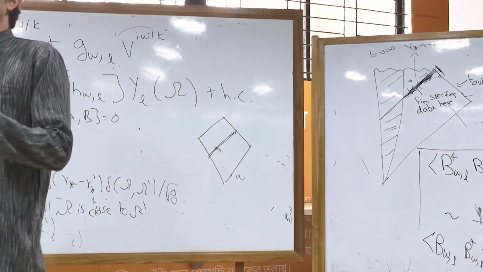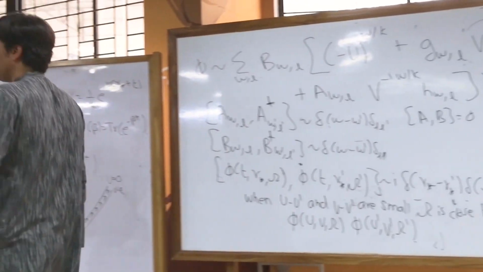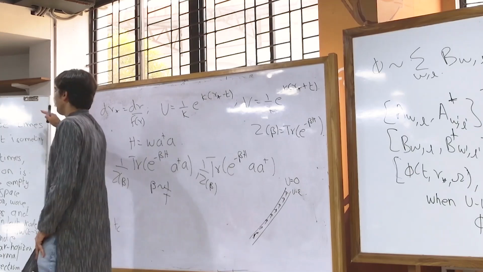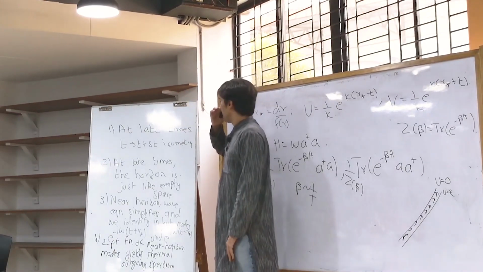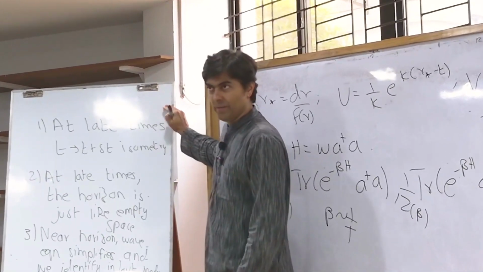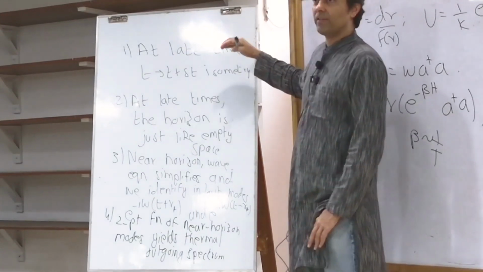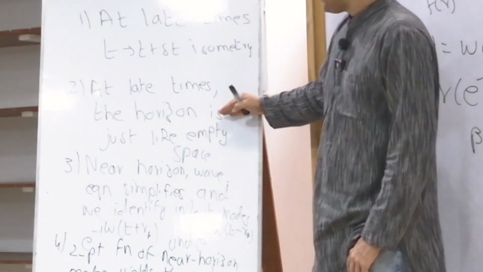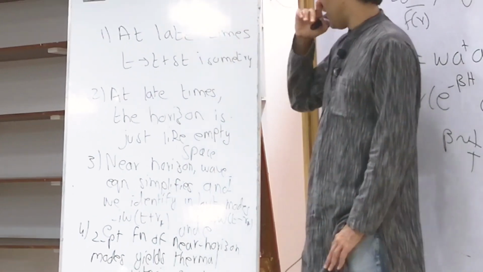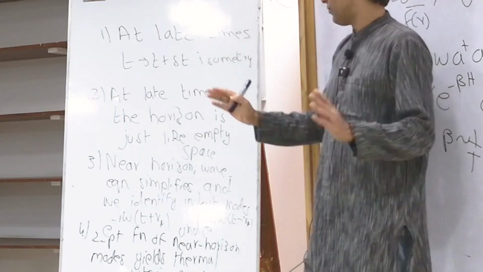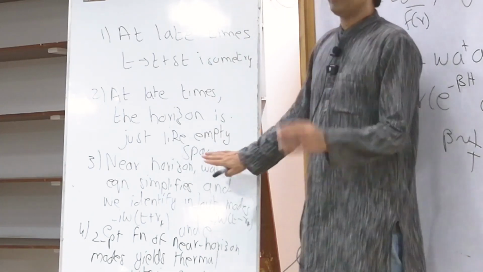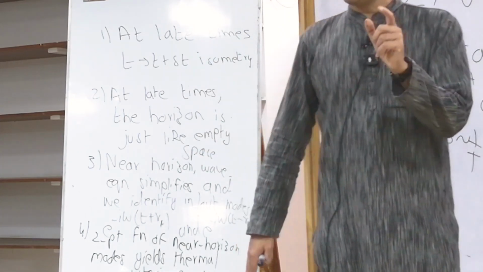Okay, so now we've made 4 points so far. For those of you who are not following some of the maths, please keep track at least of these points. We said something about the geometry, which is that at late times you get this isometry in the black hole. Then we said you get a horizon. The horizon is just like empty space. It's not a special region. Then we said you can solve the wave equation near the horizon.